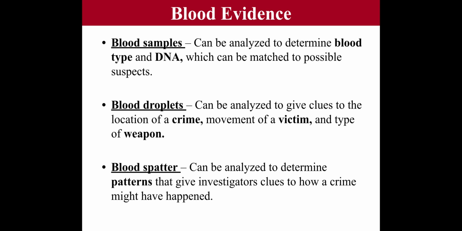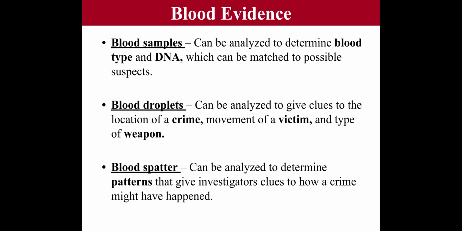Blood droplets can be analyzed to give clues about the location of a crime, movement of the victim. Maybe they were injured and then moved in a certain direction. There would be blood droplets. It could also give an indication of the type of weapon that created the wound. And then blood spatter can be analyzed to determine patterns. And this will help give clues to what might have happened, how the suspect and the victim were positioned towards each other, direction of different movements and so on will contribute to blood spatter.